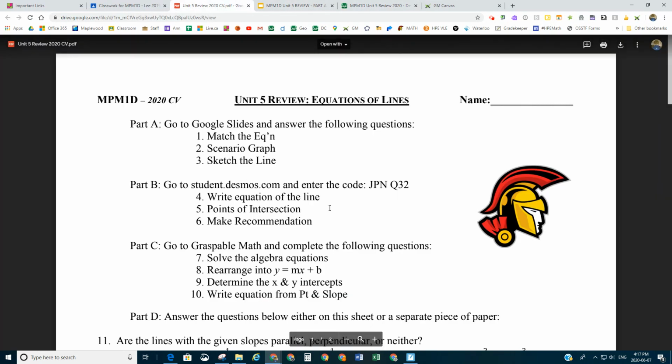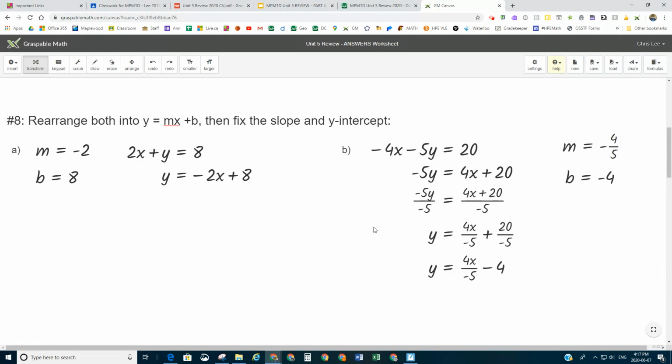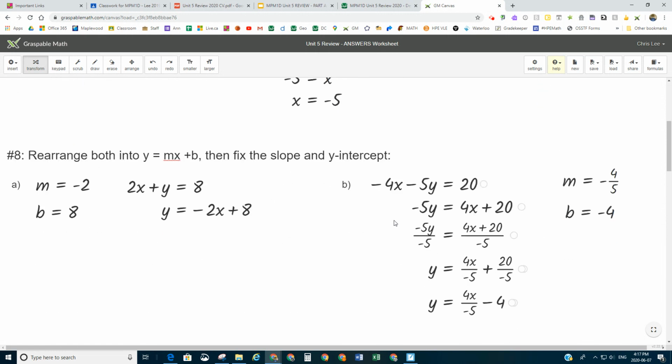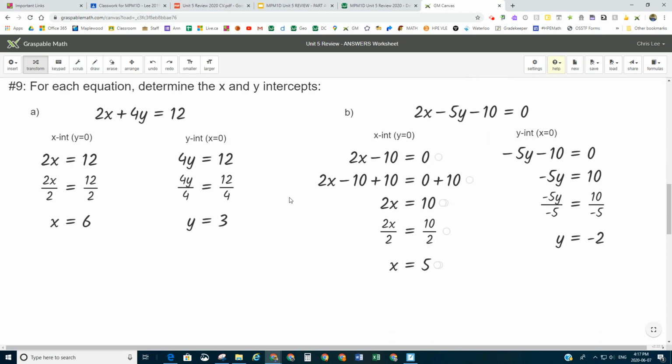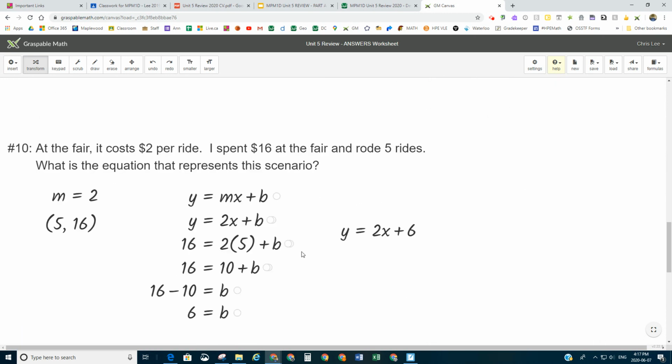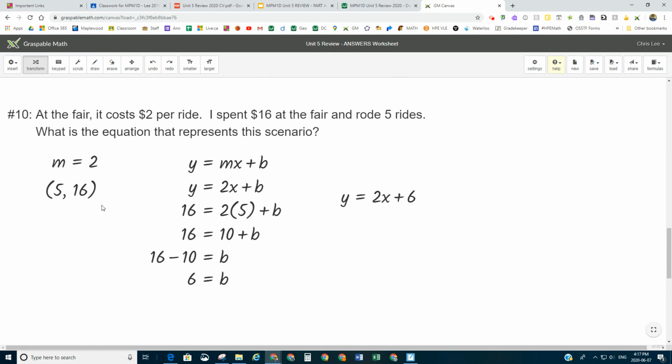Part C, we said you could do on Graspable Math, where there were a couple of things we did with it. We solved some algebra. We did some slope and y-intercept, y equals mx plus b. We determined x and y-intercepts, and then I got an equation from a point and a slope. So all of those in Graspable Math, if you wanted to do by hand, you could, but you could also do in Graspable Math.